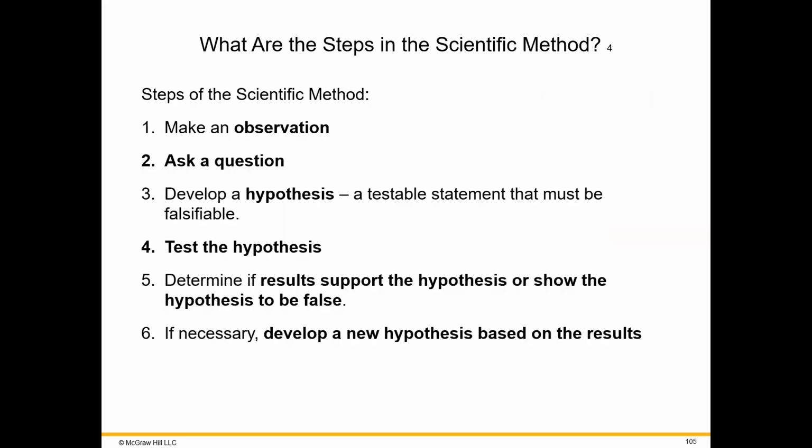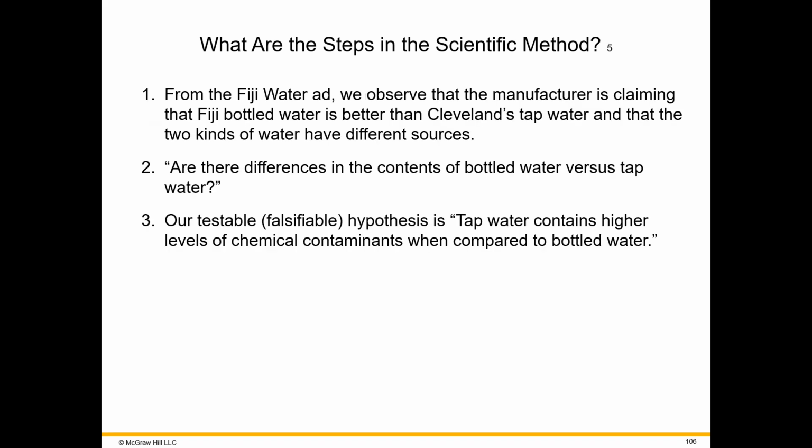These are the steps in a scientific method, right? This is a very simple methodology. Make an observation, ask a question, develop a hypothesis, which is a testable statement that must be falsifiable. Test the hypotheses, determine if results support the hypotheses or show the hypothesis to be false, and if necessary, develop a new hypothesis based on results and start the process all over.